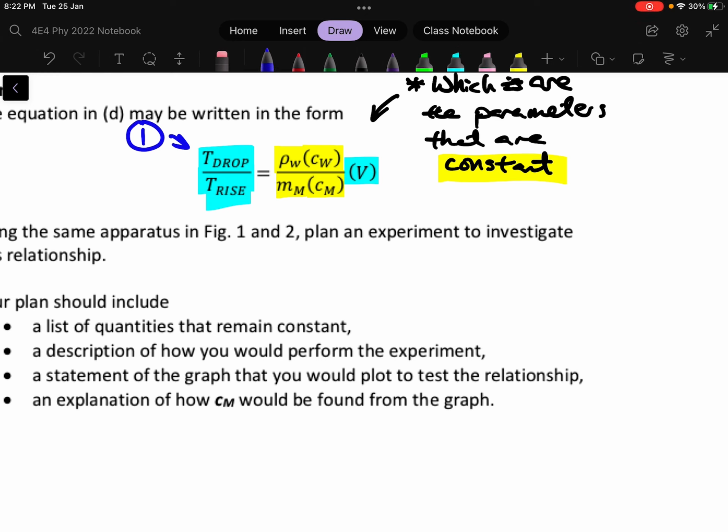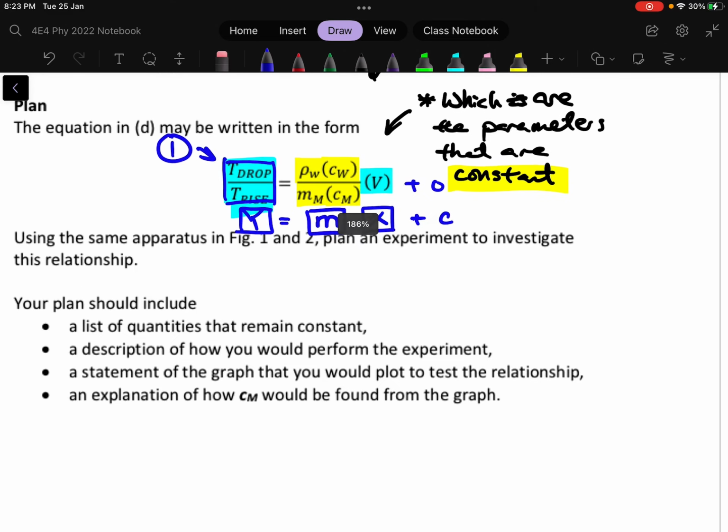Now if you look at this equation, can you see that this yellow one, the whole thing, is a constant? Let's call this constant M, not mass, constant. And this variable, we can call it X. And down here, this entire chunk of variable, we can call it Y. Meaning that we can reduce this entire formula into Y equals mx plus C, whereby C is 0, no? Correct or not? By doing so, we know that we can investigate whether the left hand side equals the right hand side by plotting T drop over TL against V.